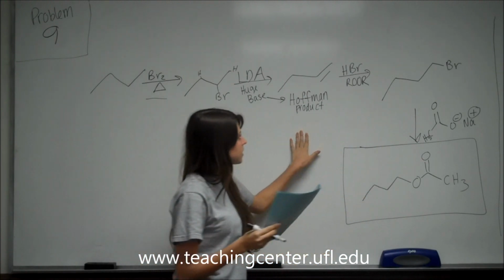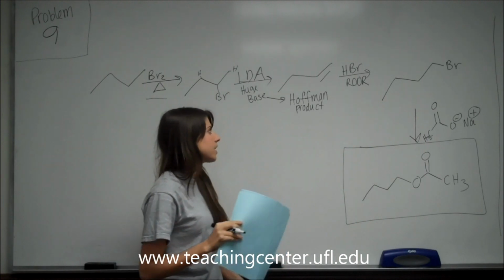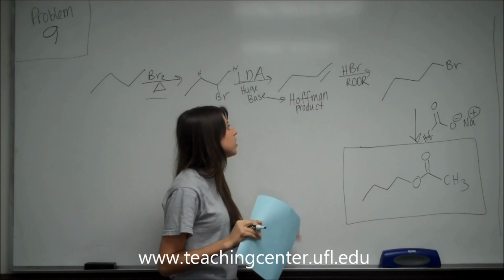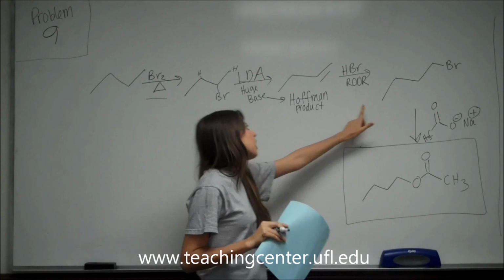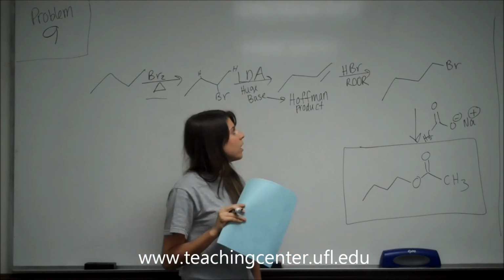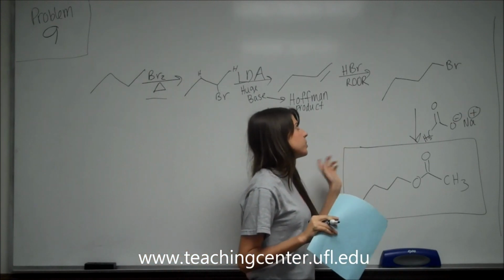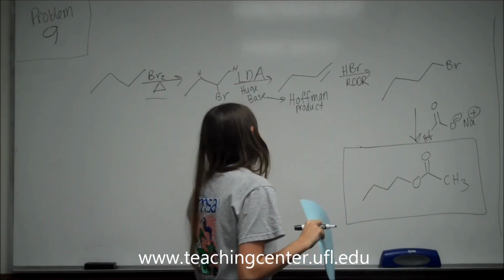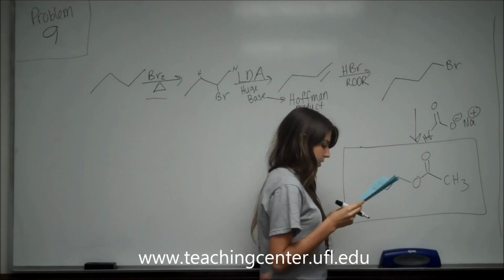And then the next step was HBr and peroxide. The special thing about HBr and peroxide is that it adds bromine to the anti-Markovnikov position. So it's going to add it to the terminal side. And remember, you can't do this with chlorine, it's just for HBr. And if we wanted to add it on the Markovnikov position, we would just use regular HBr. So, from chapter 6.